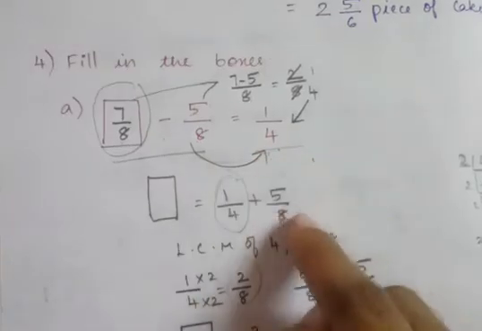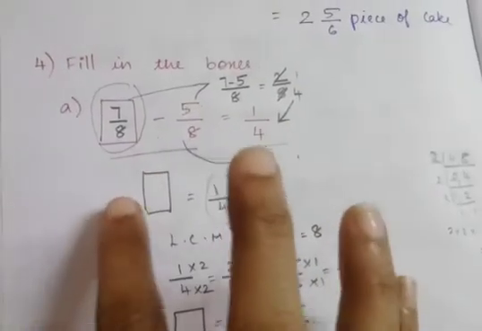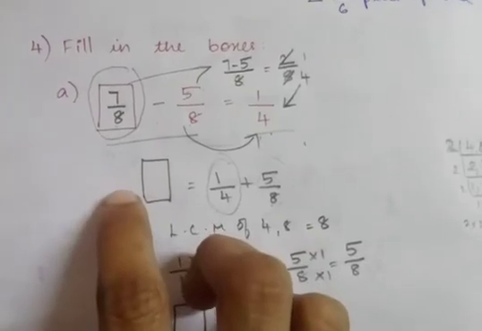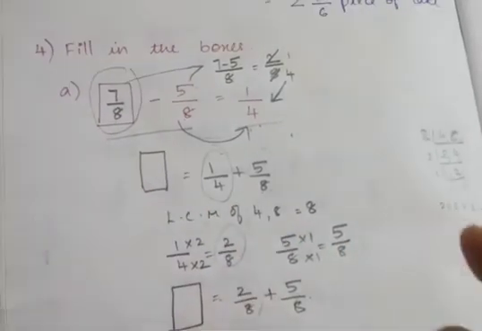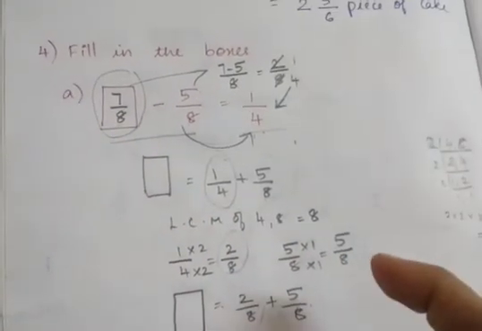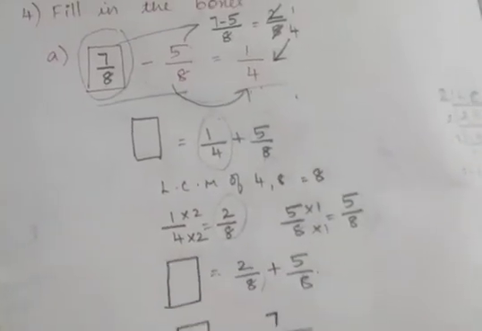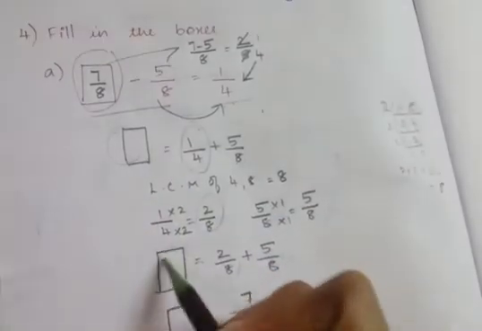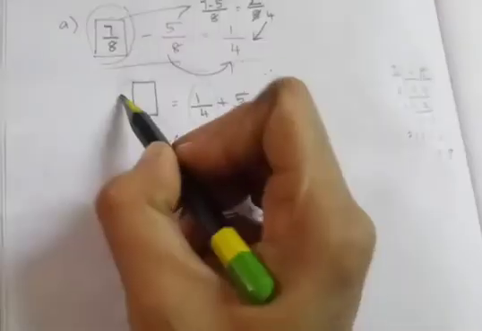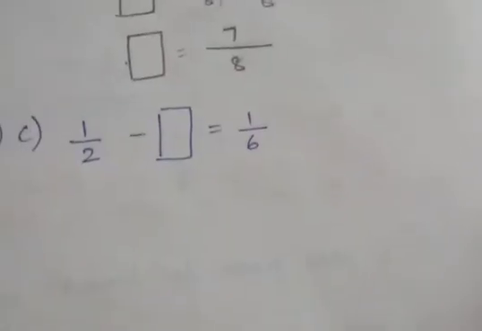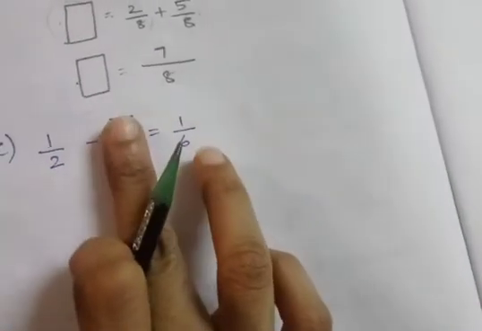See, in the previous one, if I bring this 5 by 8 to the other side, the box is in positive sign only, because there is no sign for the box. Fractions will always be positive. It will not be negative. So the box value is positive only, because no symbol is given. But listen, when I bring this, I want only the box.